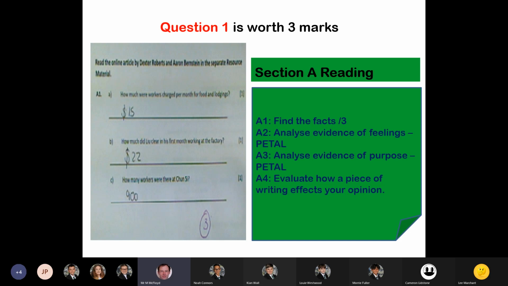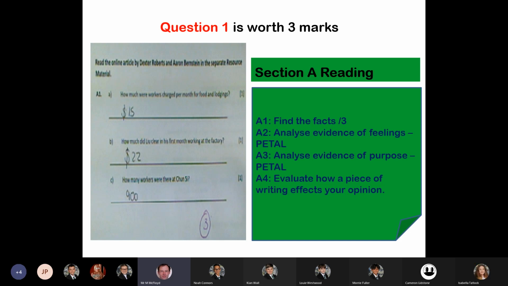For example, it reads, read the online article by Dexter Roberts and Aaron Bernstein from a separate resource material. And then it says A1, A, B, C. Each answer is worth 1 mark and asks you a particular question you have to respond to. For example, A1A reads, how much were workers charged per month for food and lodgings? You'd then find that information and write it down on the line provided. That would give you 1 mark if it was correct.